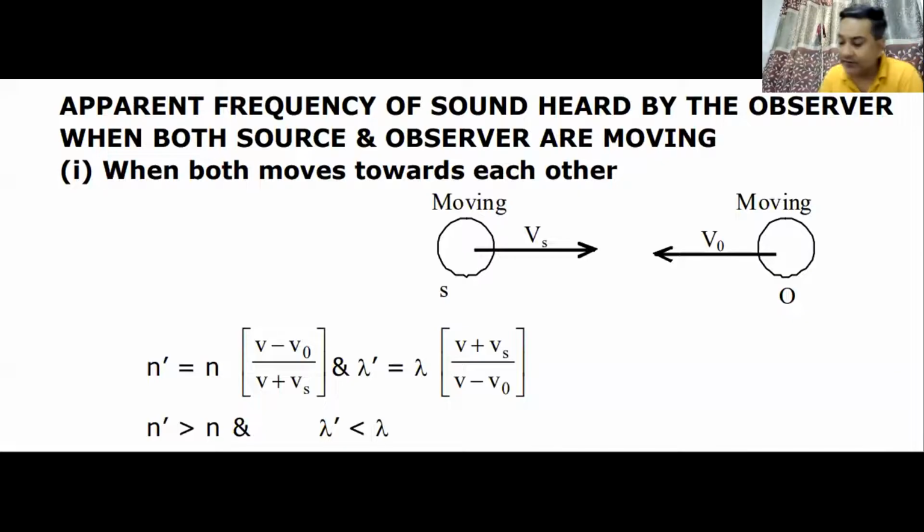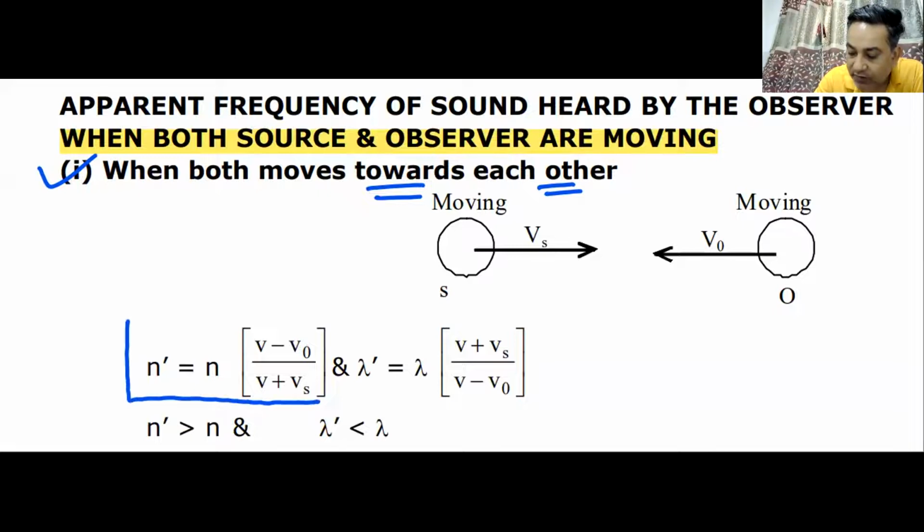Now, in this case, what will happen? You just put both the formulae together and we can get the answer. This is the first case here. As you can see, both the source and the observer are moving. In case number 1 here, both are moving towards each other. So you have this formula which becomes the composite formula.